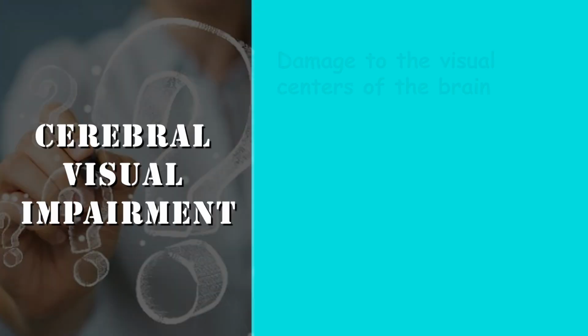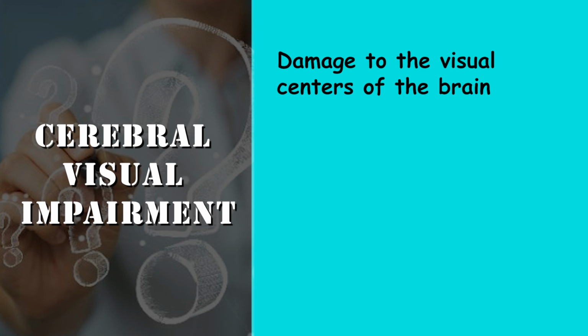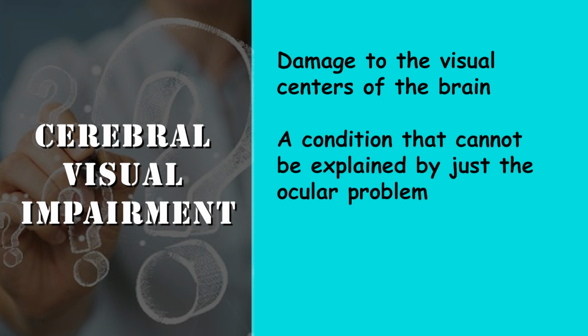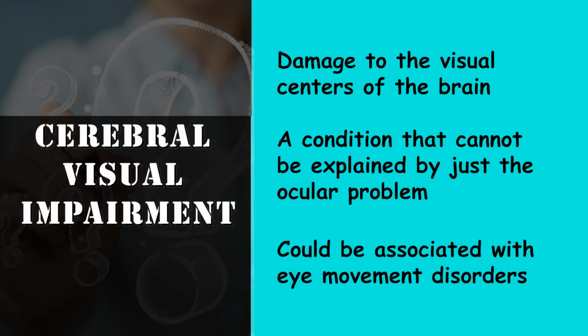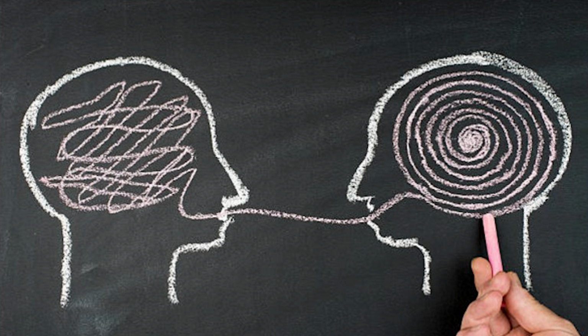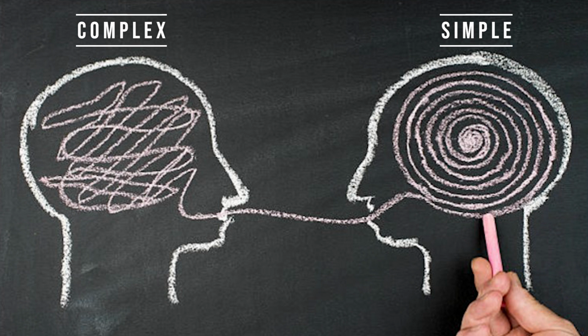Cerebral visual impairment, also in the wider sense, is the impairment of vision due to problems in the vision center of the brain, which cannot be explained just by the ocular problems and is often associated with eye movement disorders. This video is our attempt to simplify understanding this complex visual problem in children and help each one of us in setting up our own space.